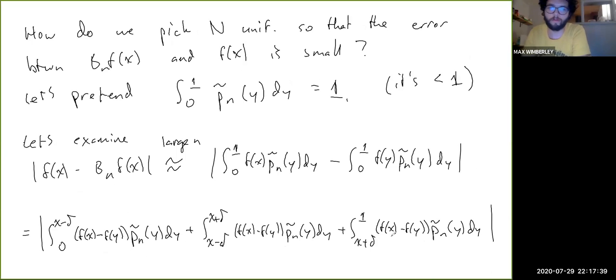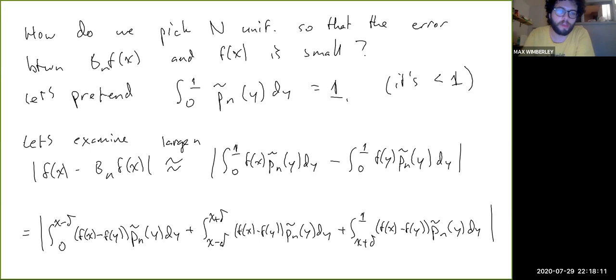So that's why I split it up into 3 pieces. This piece we control differently by forcing f to be close to constant, and then making n big enough that the integral over this region of just Pn tilde of y is almost 1. If you think of this f of x minus f of y as being very close to 0, then that makes this integral very small.